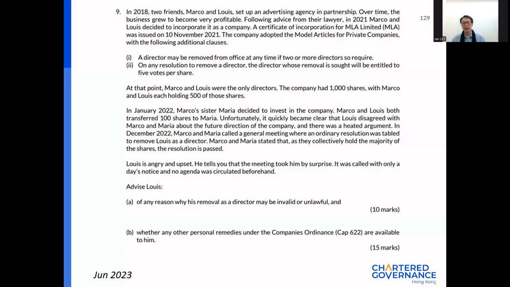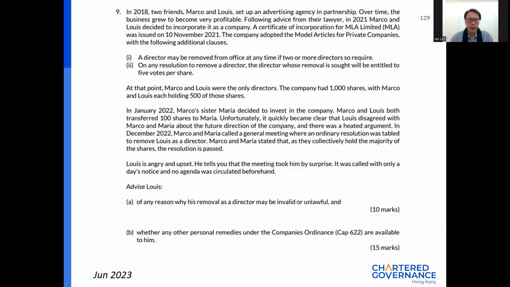And secondly, it is saying that if you are voting to decide whether to remove a director, the director to be removed will get 5 votes per share. So it's quite interesting. It has more voting power. Is it to prevent the removal? So at that point, Marco and Lewis were the only directors. The company had 1,000 shares. Marco and Lewis each had 500 shares.